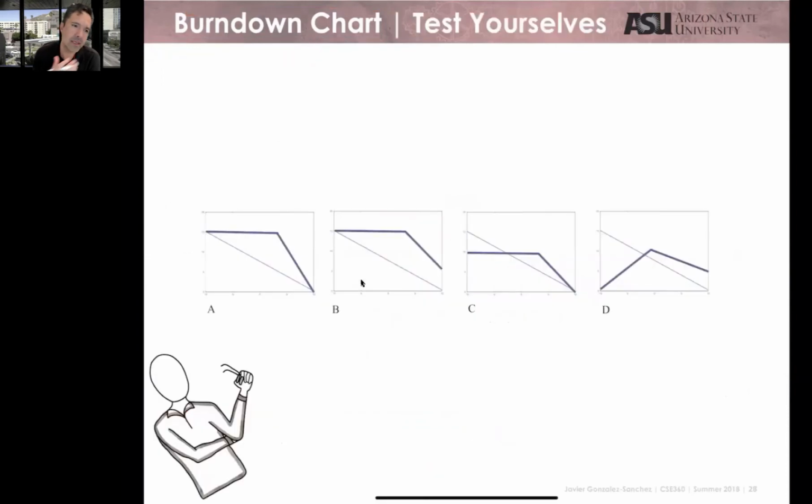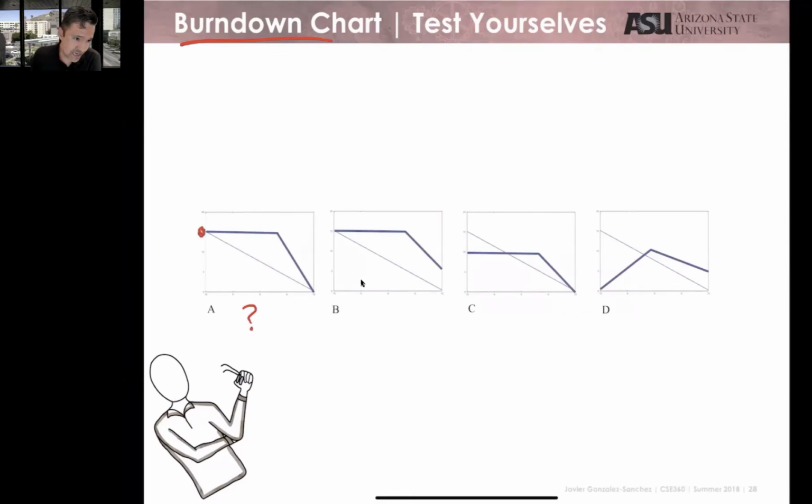What happened with your team? Well, think about it. If I show you these Burndown charts, what do you think about those charts? What are those charts telling you about a particular team? Those are very nice lines. Let's see. First case.